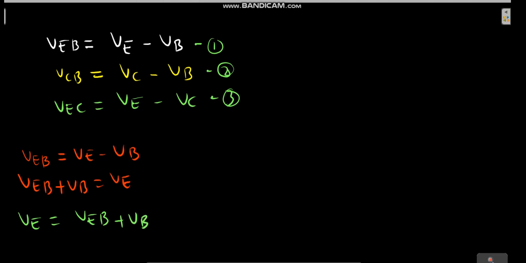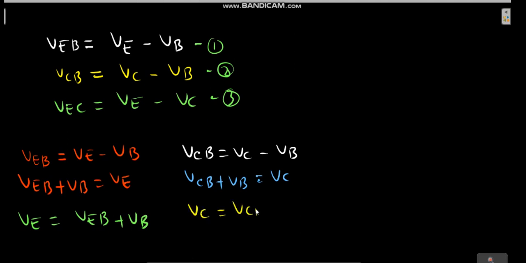Okay, so now let's focus on the second equation also, which is VCB equals VC minus VB. With this one too, we have VC here, so let's make VC the subject. That will give me VCB plus VB will be equal to VC. So let me write it the other way. Then I have VC to be equal to VCB plus VB. Okay, so now that we have VC and then VE, let's substitute into this equation here.